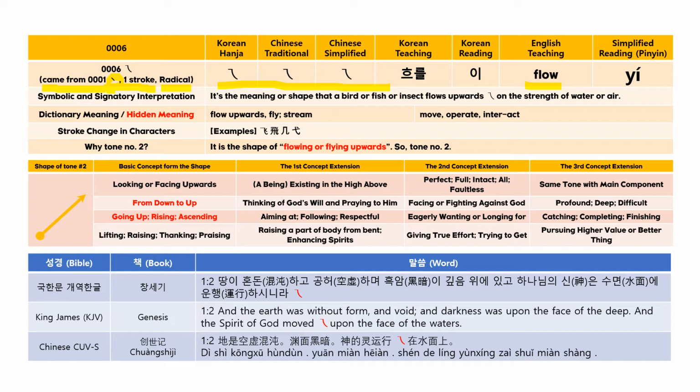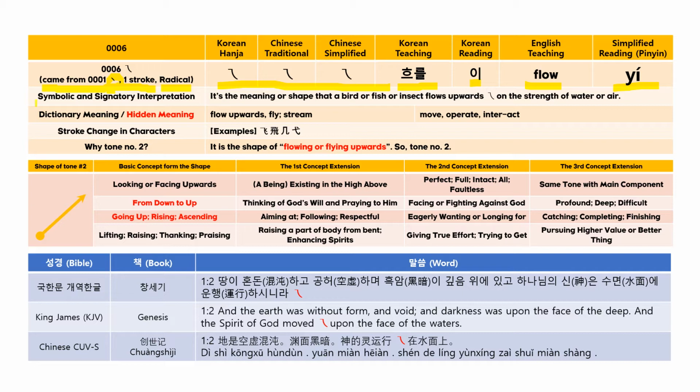The pronunciation is tone number 2, E, E. In Korean language, we read this 흐를 E. 흐를 means flow. E means pronunciation.